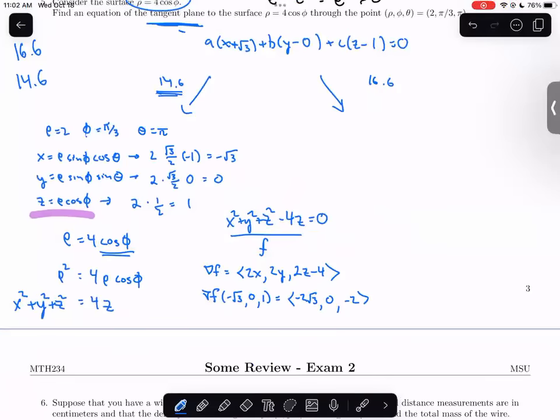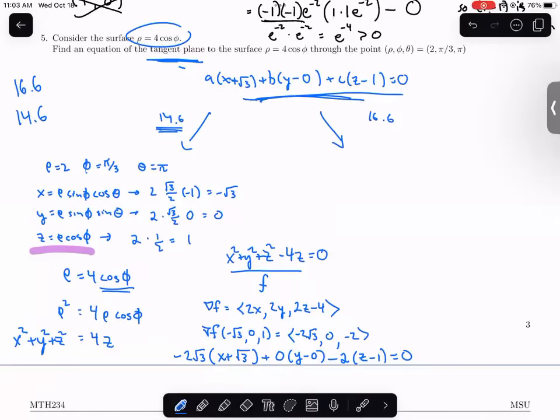So my final answer would be negative 2 root 3 times x minus x naught plus 0 times, who cares really, and then minus 2 times z minus 1 equals 0. So again, I'm just going back to my tangent plane equation, and now I'm plugging in my normal vector. My normal vector, negative 2 root 3, 0, negative 2. That right there would be my final answer.